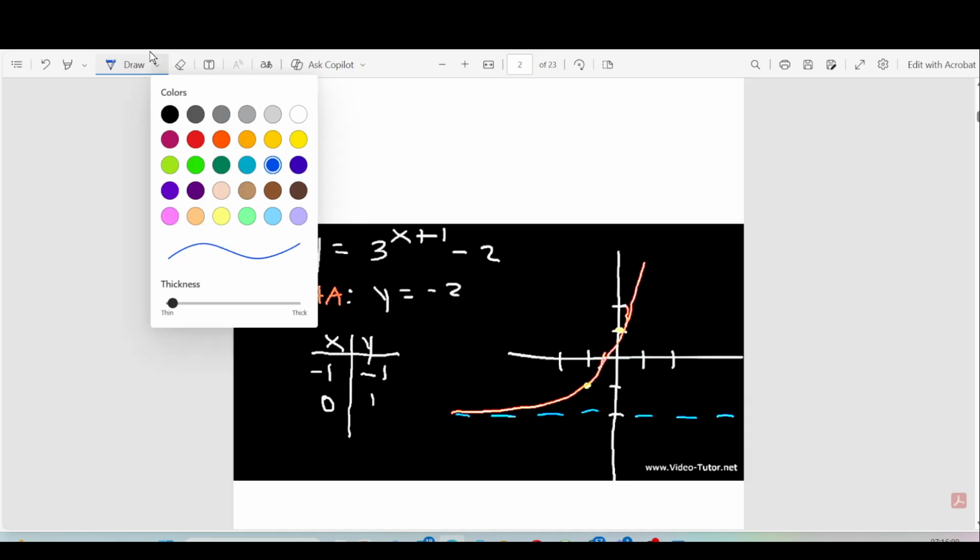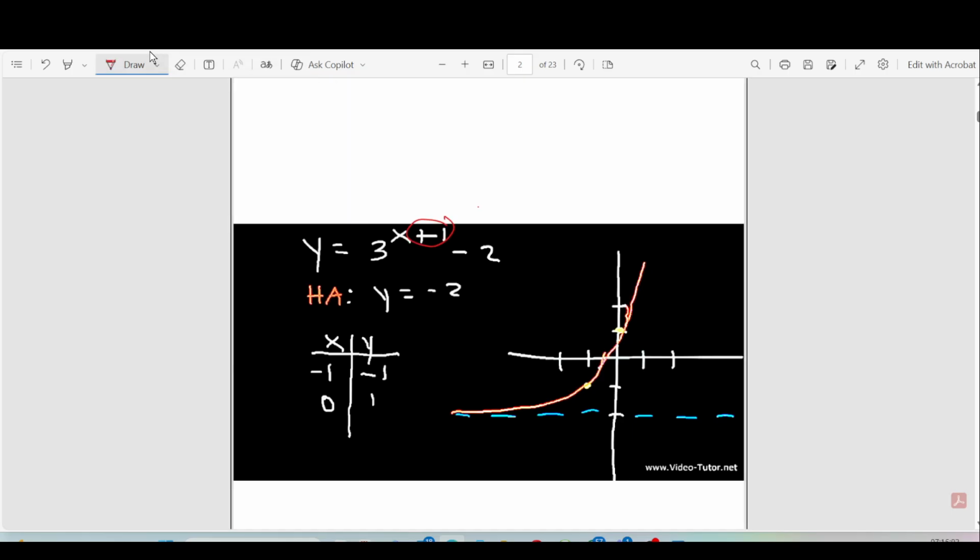If you have some other terms with the main function, like here, y equals 3^(x+1) minus 2, we have plus 1 and minus 2. The minus 2 is always your horizontal asymptote, whatever term is there with the main function. So y equals negative 2 is your horizontal asymptote. This is negative 1, this is negative 2.